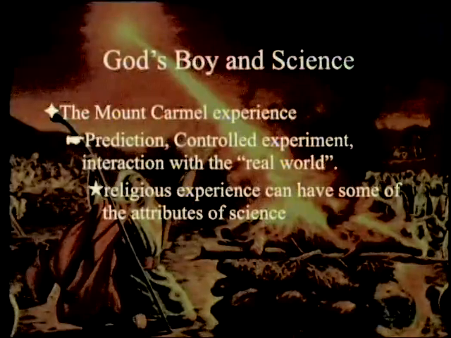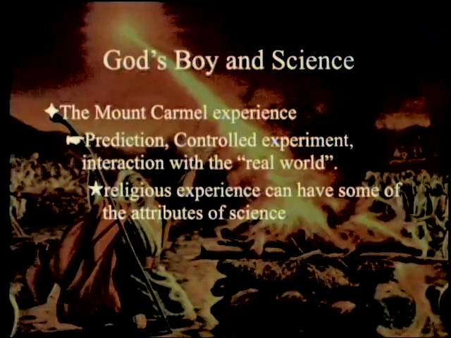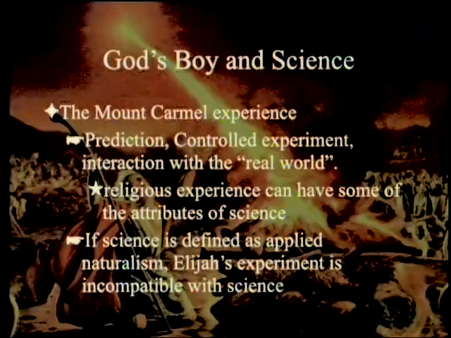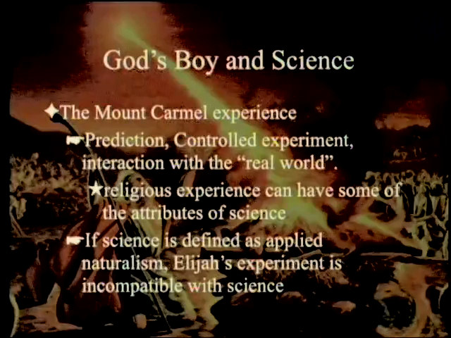Now, that suggests that religious experience can sometimes have some of the same attributes that science has. But if science is defined as applied naturalism, then Elijah's experiment is totally incompatible with science. So we again have two definitions of science. Are we talking about fit with theory? Are we talking about reproducible? Or are we talking about naturalism? And by the way, the fact that this is clearly unnatural is one of the reasons why virtually all non-conservative biblical scholars reject the story. Because you just can't have miracles, and miracle is so central to this point.